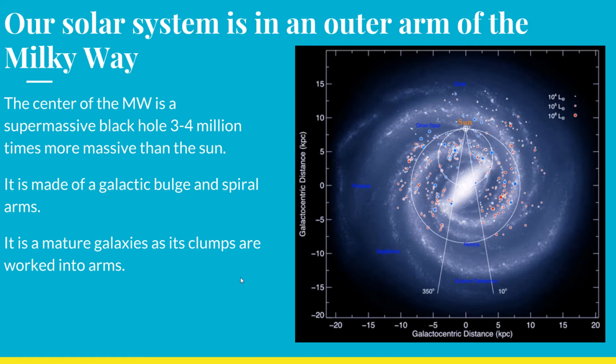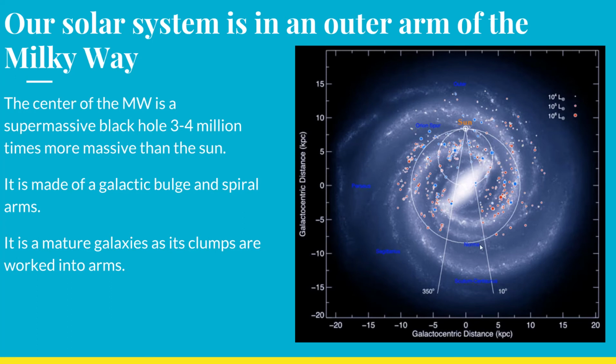So we're actually not even in the center of our own galaxy. We're actually in one of the arms. So these arms are organized as the galaxy matures and spins, and we're in one of the outer arms. So the center of the Milky Way is a supermassive black hole. It's about 3 to 4 million times more massive than the Sun, and the galaxy is made out of a galactic bulge and spiral arms. So this is the bulge, that's the galactic bulge. These are the spiraling arms, and those are going to be the key parts of any mature galaxy.